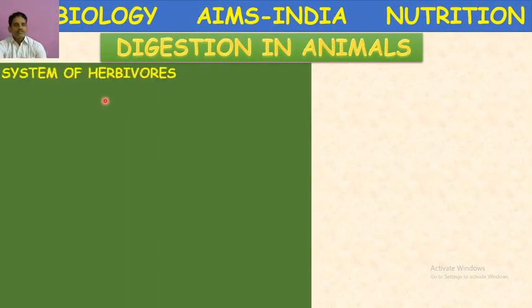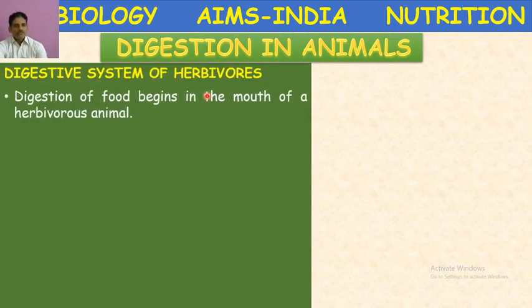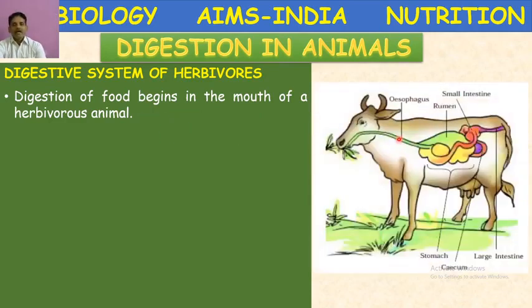Digestion in animals. The digestive system of herbivores. Herbivore means the animal which consumes plant food materials. How is the digestive system? In a herbivore, the digestion of food begins in the mouth of the herbivorous animal. Example, cow.